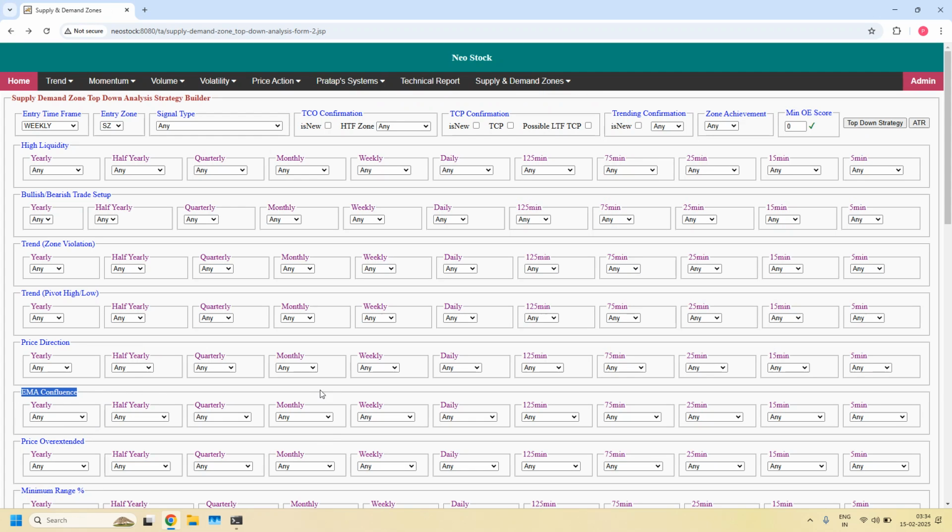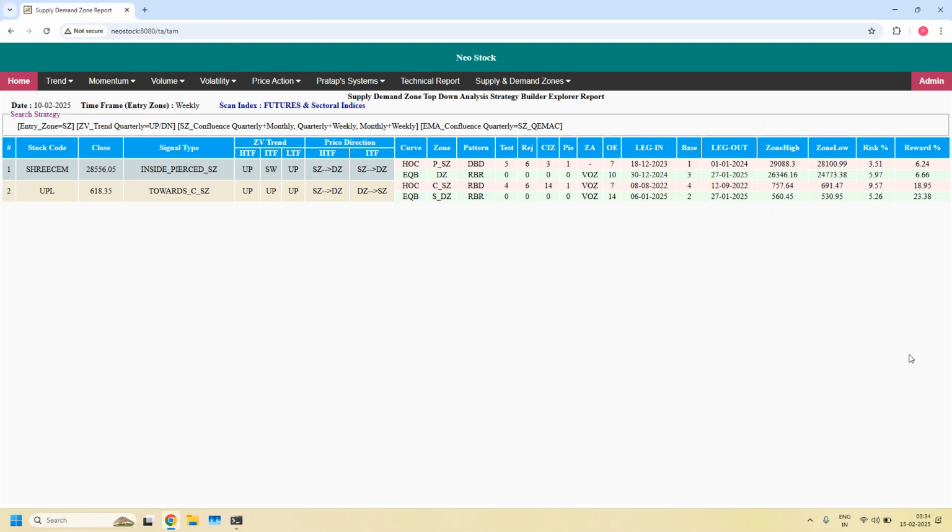So in the EMA confluence, at the quarterly time frame, because weekly together with monthly is part of the quarterly, that's why we are setting quarterly supply zone having quarterly EMA confluence or not, and the trend on the quarterly time frame is either up or down, but should not be sideways. You got only 2 stocks, and moreover both these weekly zones are pierced zones, and those zones are eligible for applying pierced zone strategies.